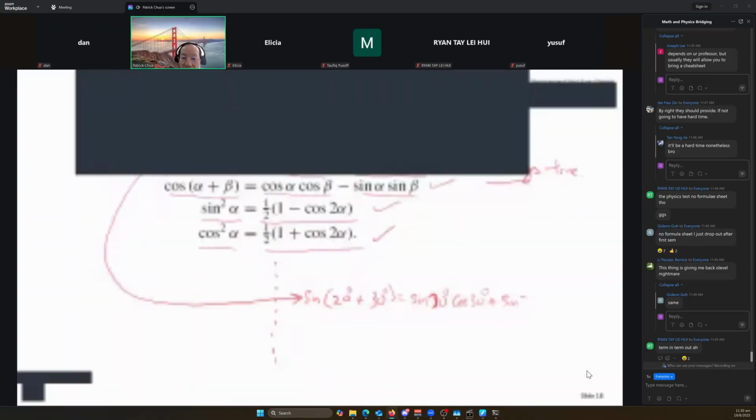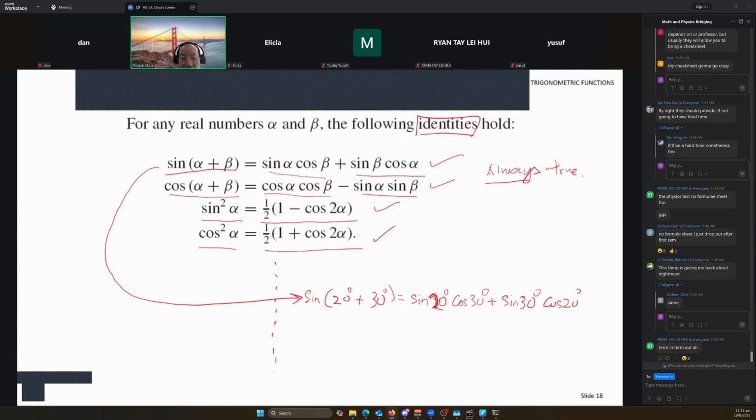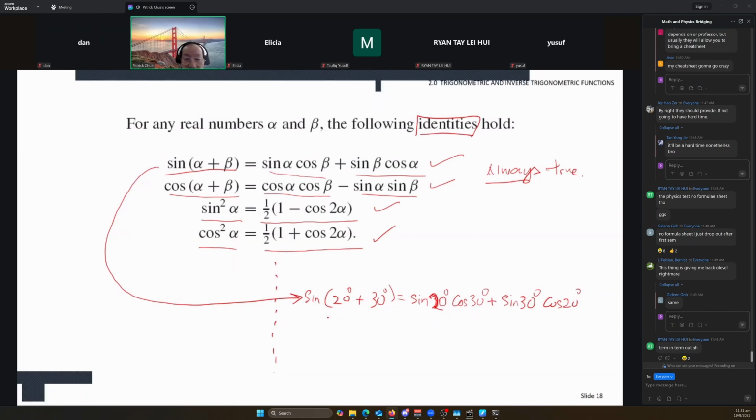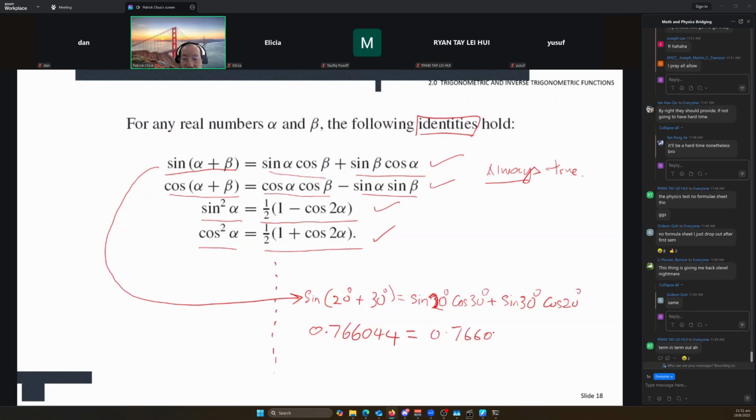Back again. This is 20 degrees: sine 20 degrees cos 30 degrees plus sine 30 degrees cos 20 degrees. You see, is the left-hand side equal to the right-hand side or not? Eventually they should be equal. The left side will be sine of 50 degrees. Using the calculator, I got 0.766044. For your right-hand side, you use the calculator and you come to the same thing, 0.766044. So that's okay. This identity is true.